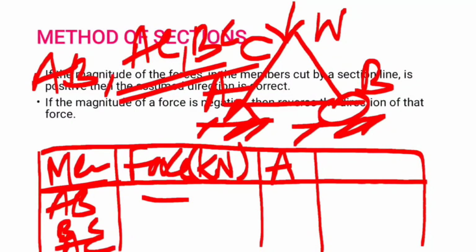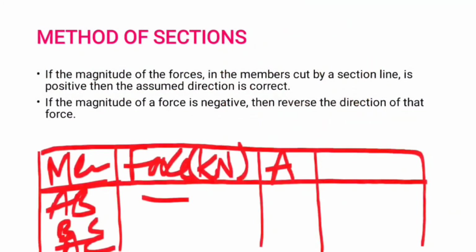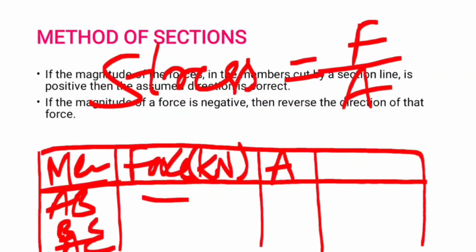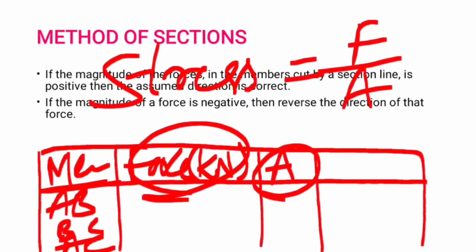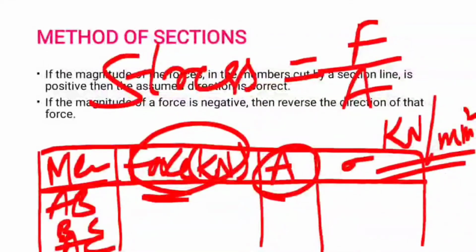We know the formula for the stress. Stress is equal to force by area. Simple. We have a force value, we have area. We calculate the stress value in kilonewton per mm square. Area value will be in mm square, force in kilonewtons. We can calculate the stress value easily.